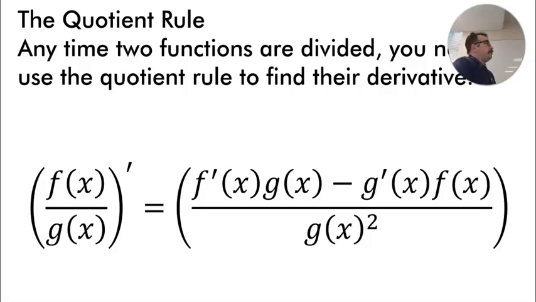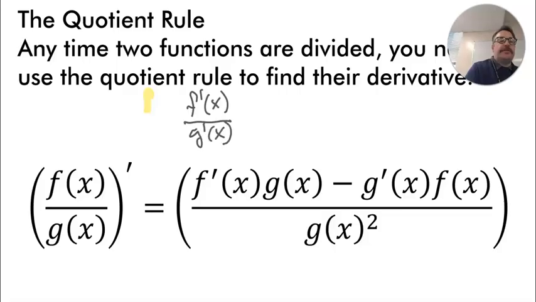If you're really clever about this, you can think of the quotient rule as kind of like the product rule, except g of x to the negative first, but we'll just look at it as is right now. If you divide one function by another, it is definitely not just f prime of x divided by g prime of x. I wish it were, but it's not.